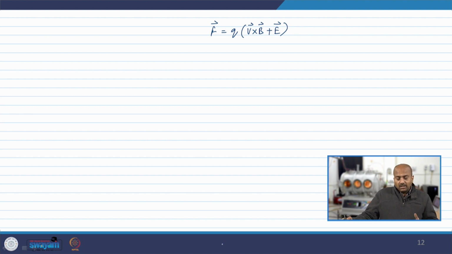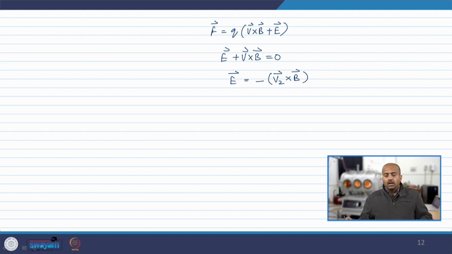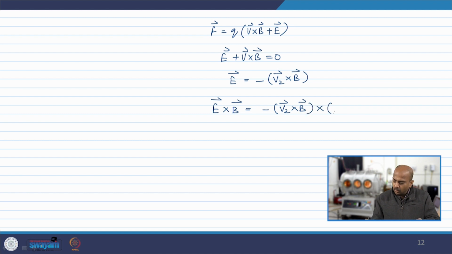Okay. Now, since the rate of change of velocity of this complementary part is 0, right, we can write that there is no net force acting. So, we can write E plus V cross B is equal to 0. So, we will write the electric field is equal to minus V2 cross B. I am referring to V2 because this is the velocity which has come into the picture additionally. Okay. So, I will take a cross product from the right of this equation. E cross B is equal to minus V2 cross B cross B.